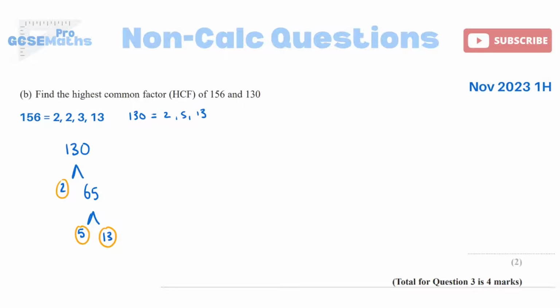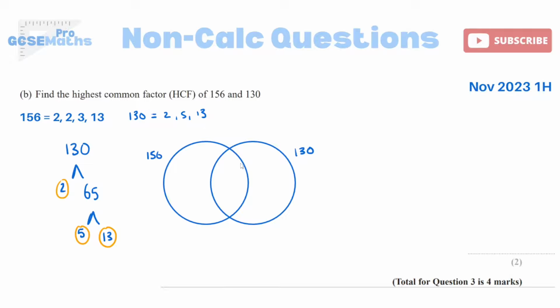The way that I like to work this out is obviously with the Venn diagram method. So just scribble 2 circles, and for the highest common factor we just fill in the middle, so that would be the numbers that they have in common. Do you see how they both have 2? So where we have a pair of 2's in common, we just write it once, and then also they both have a 13. So I'm going to write that.